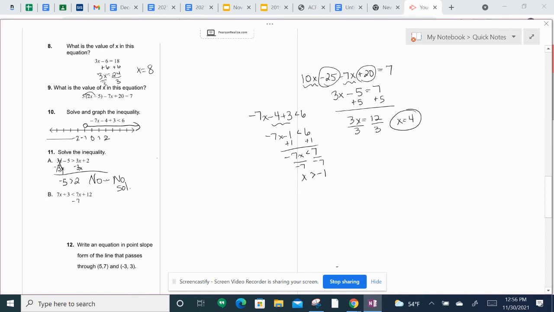B, very similar problem. If I subtract 7x from each side, I end up with 3 is less than 12. That is a true statement. 3 is less than 12, so because that's true, that means it's a many solution kind of problem.